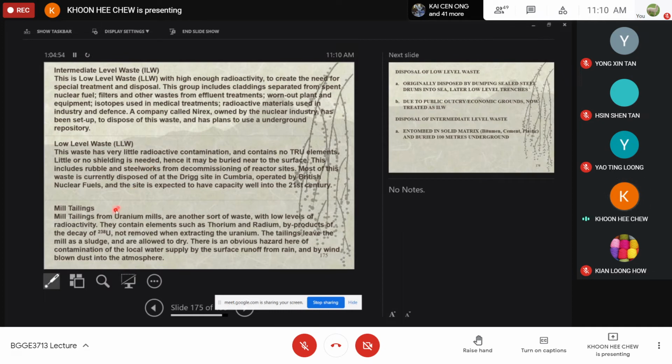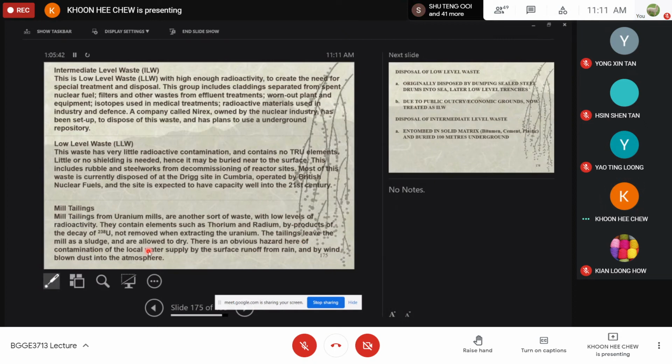Okay, mill tailings, the leftovers from uranium mills, are another sort of waste with a lower level of radioactivity. They contain elements such as thorium and radium. Just as we have seen, thorium and radium also have a very long half-life, isn't it? And they are very radioactive byproducts of the decay of uranium 238, not removed when extracting the uranium. The tailings leave the mill as a sludge and are allowed to dry. There is an obvious hazard here of contamination of the local water supply by surface runoff from rain and by wind-blown dust into the atmosphere. As I mentioned just now, with the Chernobyl incident, the European side also received the radioactive particles. That is because it was blown by the wind.